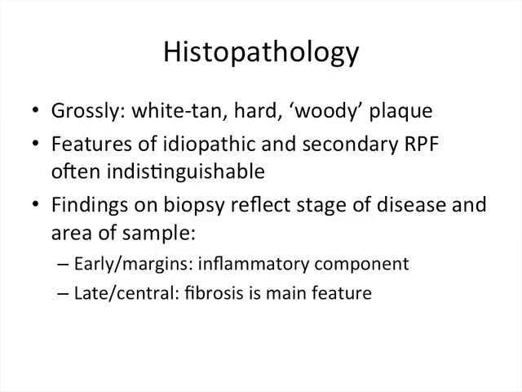On histopathology, grossly, one will see a white, tan, hard mass. It's been described as a woody plaque. Really, the gross features don't allow one to differentiate primary from secondary. The findings on biopsy may reflect the area of sample and the phase of disease. At the early part of the disease or the margins, there may be a more inflammatory component, and in the late disease or central portions, one sees more of a fibrotic component.